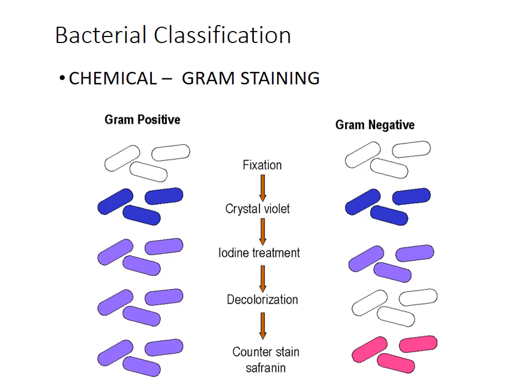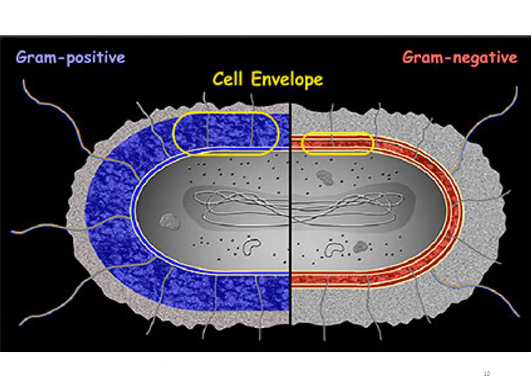Now, another classification is done on the basis of gram staining. Gram positive bacteria after staining will show the purple color, and gram negative bacteria after staining will show the pink color. Now, why does this difference come? Let us understand. Now, look at this image.